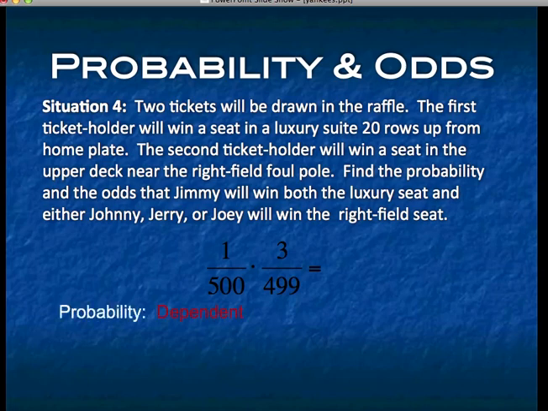This is dependent probability. Once again, what happens with the 3 boys is dependent upon Jimmy's ticket no longer being in the raffle. So that's 3 out of 249,500. The odds, on the other hand, are 3 out of 249,497.